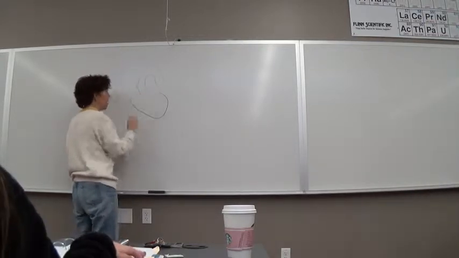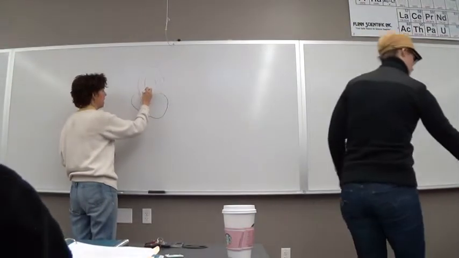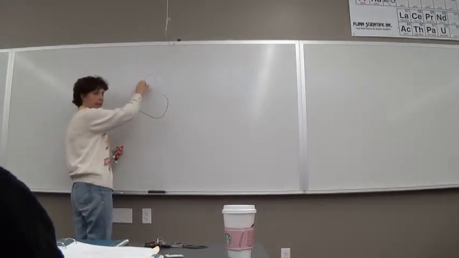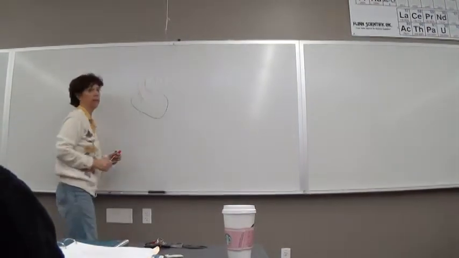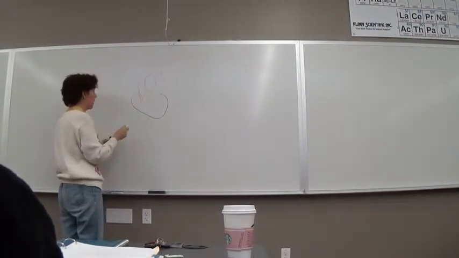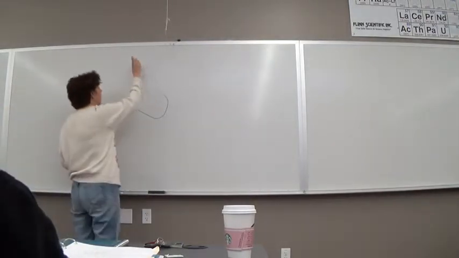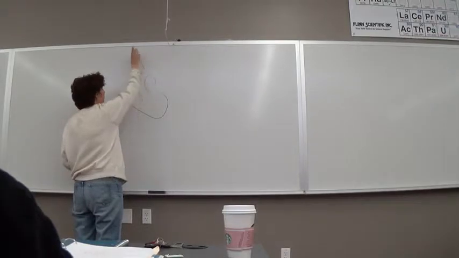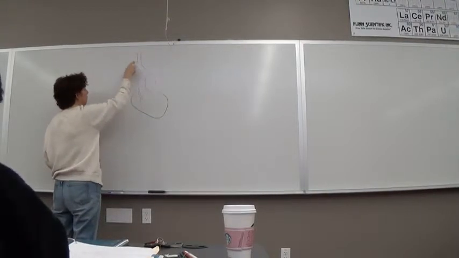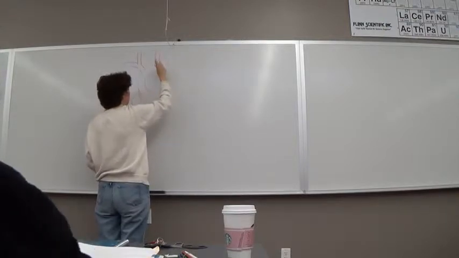So the first vessels to come off of the aorta are the right and left coronary arteries. And then we have the ascending aorta. And the next portion of the aorta, the arch of the aorta. And the first branch off of the arch of the aorta is the brachiocephalic trunk. Okay? And that forms the right common carotid and the subclavian. And then the next branch is the left common carotid and subclavian.